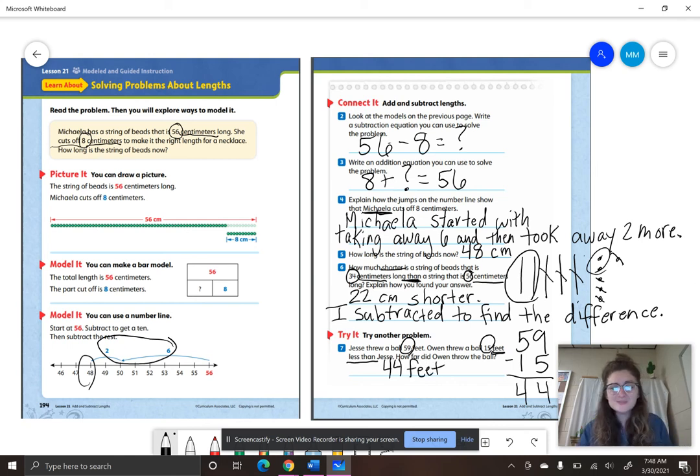All right, give me a thumbs up, Smarties. Did we get the same answer? Did you subtract or did you make an addition equation? We could use both to solve that problem. But remember, when we are comparing, trying to find a difference, the easiest and the fastest way to solve that problem is with subtracting.